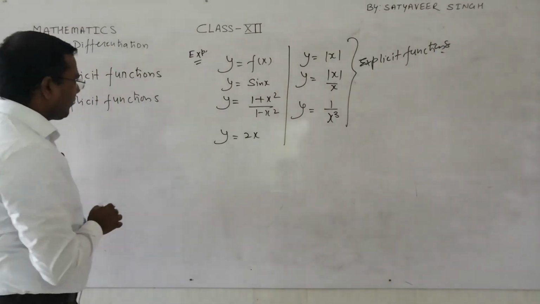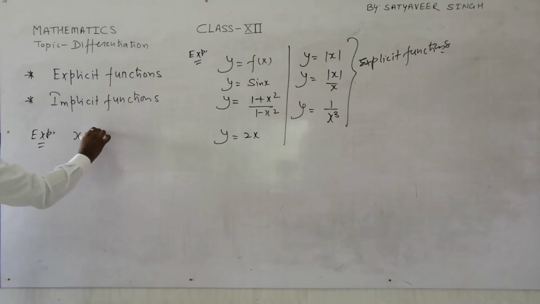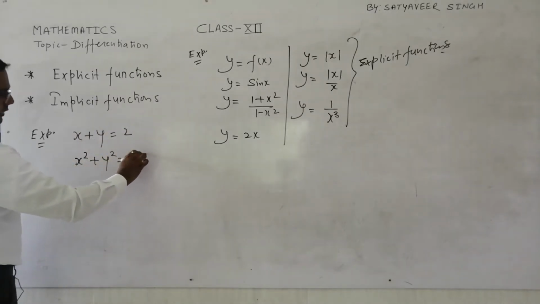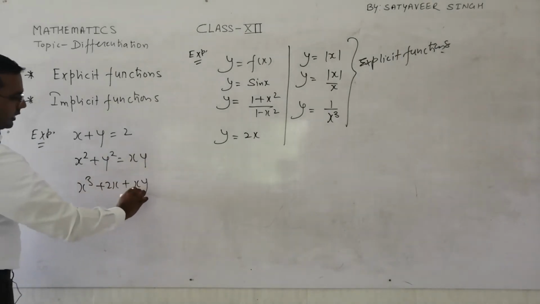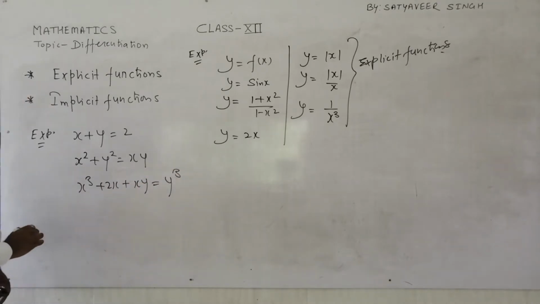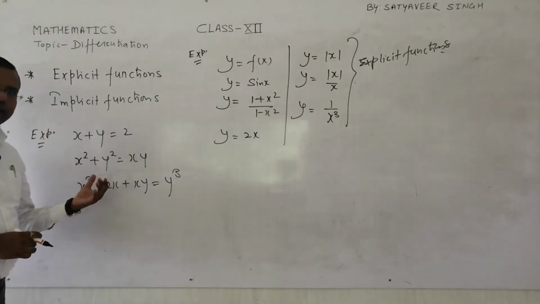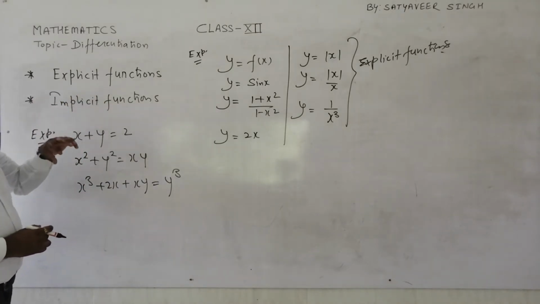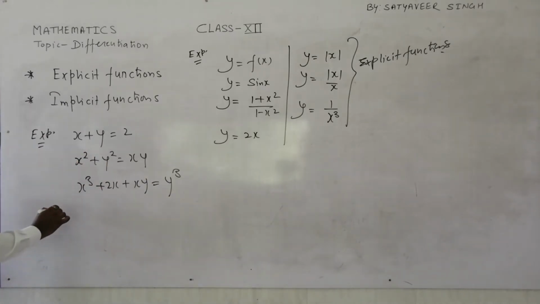But at the same time, if you analyze some other functions, like x plus y is equal to 2, or x square plus y square is equal to xy, or x cube plus 2x plus xy is equal to y cube, then we are not expressing y directly in terms of x. The function y cannot be expressed directly with the help of the independent variable. So these functions are called implicit functions.